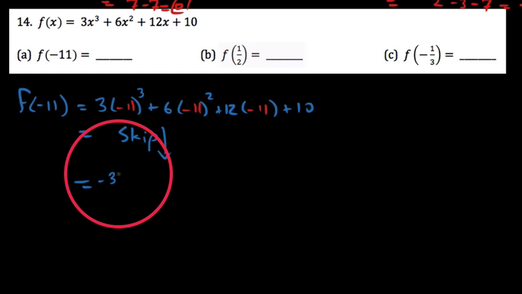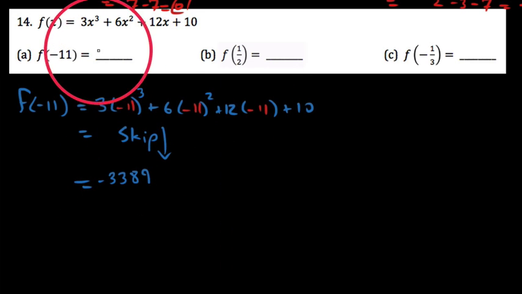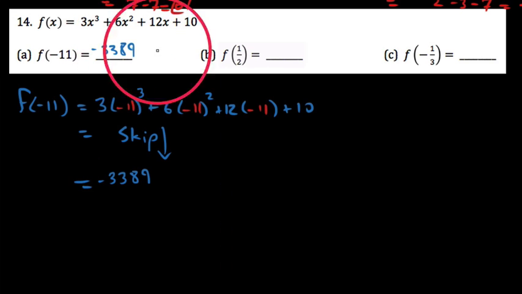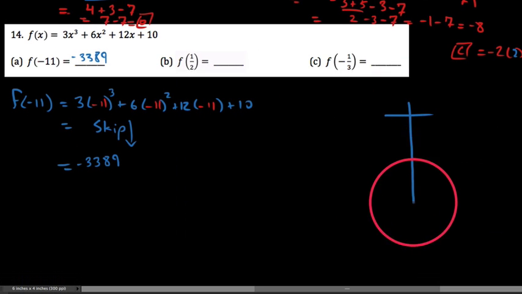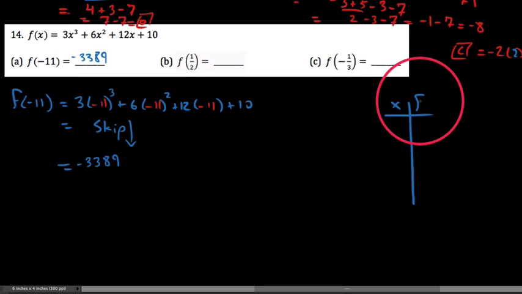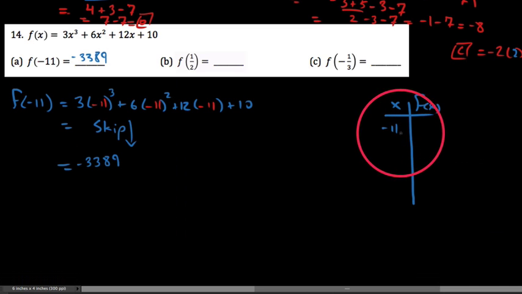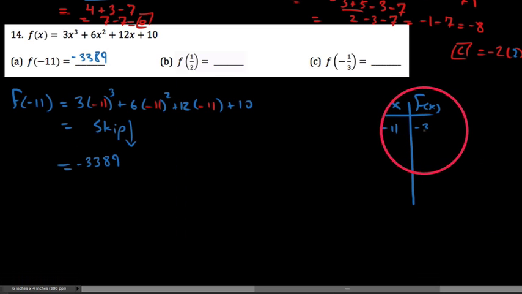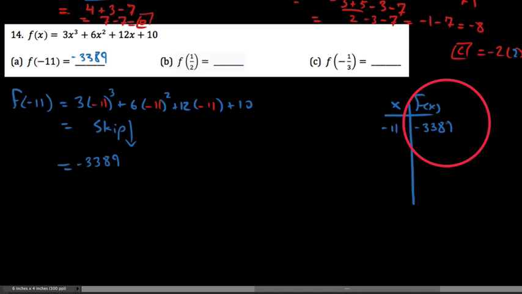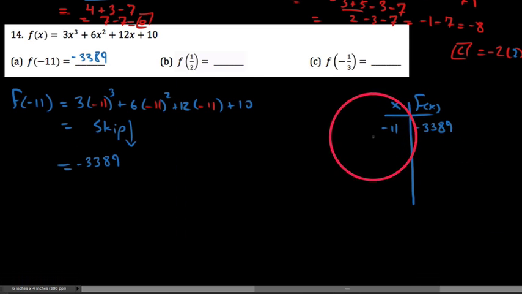So we get negative 3389. That's certainly what I want to list up here, but I also want to make a table of values here, and what I want to indicate basically is that if we were to go to negative 11 on this graph, then our function would be down at this y value, which is ridiculous. It's going to be decreasing very, very quickly when we get to larger x values because of these higher powers.